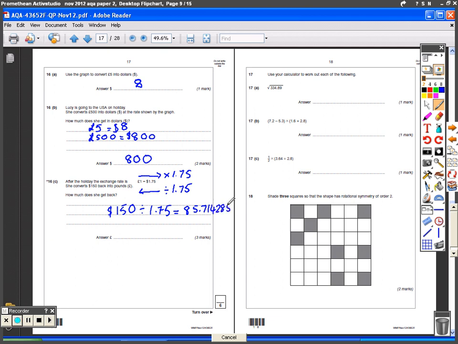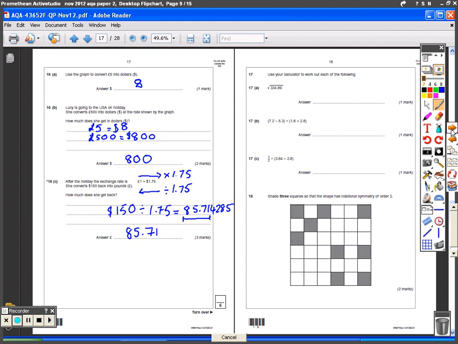Into calculators, would give you an answer of 85.714285. But your answer needs to be in pounds, and we know that money has 2 decimal places. So it doesn't need to round up to 72 because of the 4 next door. So she would get back £85 and 71 pence.